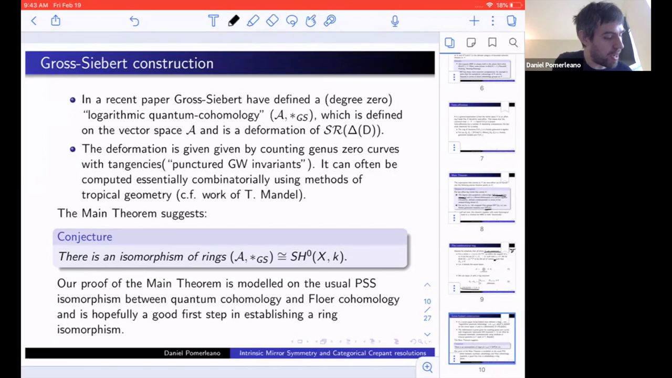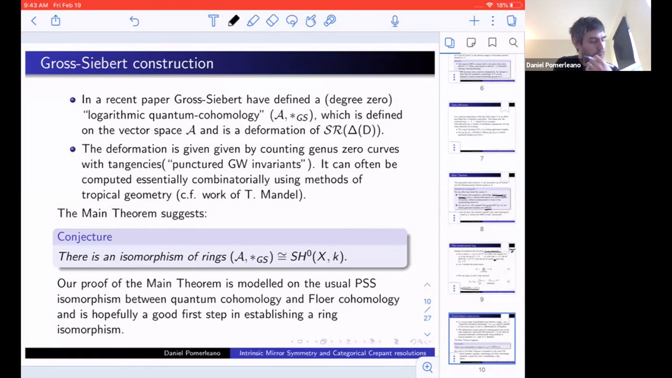And so the main theorem above, since we have two different deformations of the same ring defined on the same vector space, both defined in terms of enumerative geometry, gives some evidence that there should be an isomorphism of rings from this Gross-Siebert ring to this degree zero symplectic cohomology.